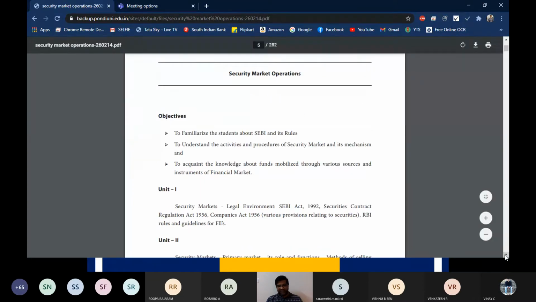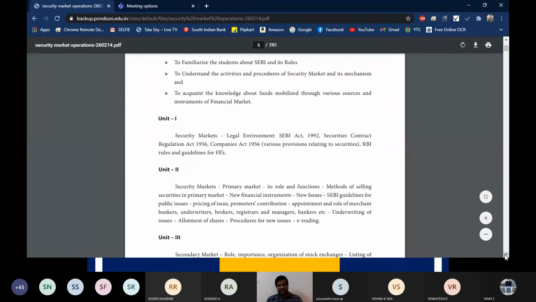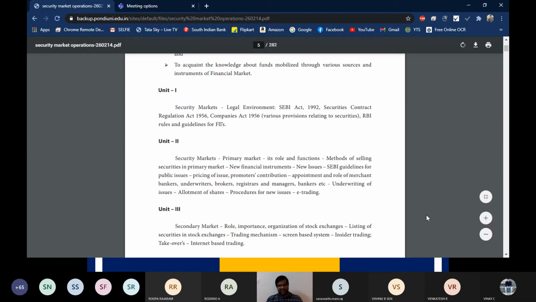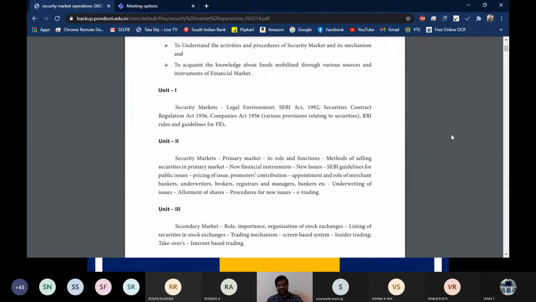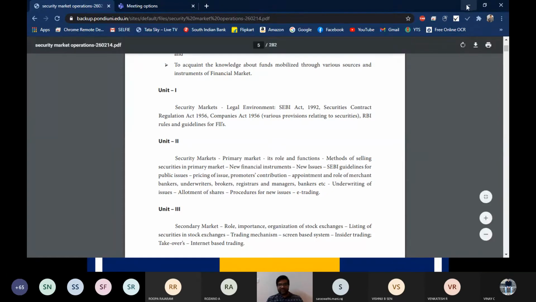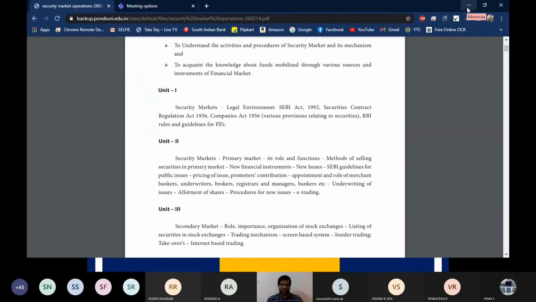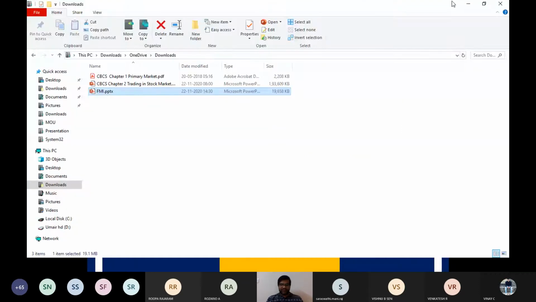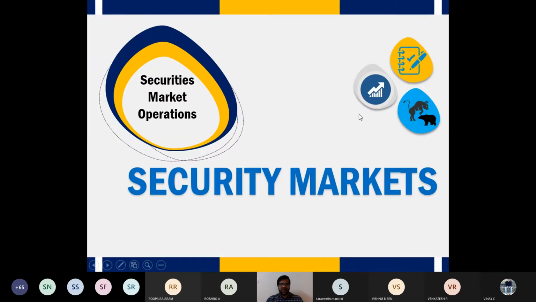So today we will be primarily discussing the security market, which includes the primary market, its functions, methods of selling securities, and the new instruments. These are the concepts we'll probably discuss in today's class and in tomorrow's class. Some concepts you have probably studied in your previous semester also, but since you are studying most of the papers, and all the papers are finance, here and there will be a few repetitions. So let's talk about the security market.